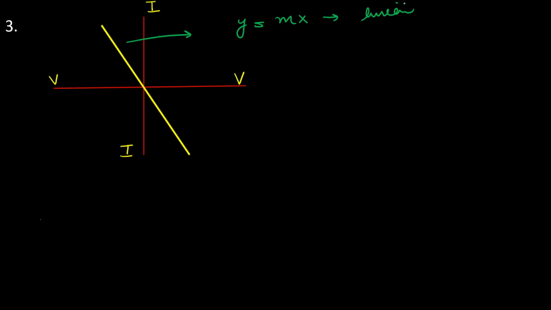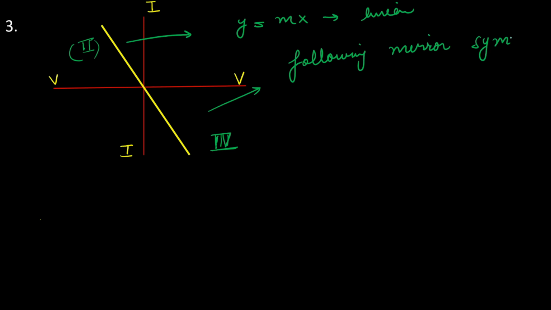Secondly, we can also clearly see that the characteristic curve in the second quadrant and in the fourth quadrant are symmetric in nature, following mirror symmetry. It means that this particular element is also a bilateral element.